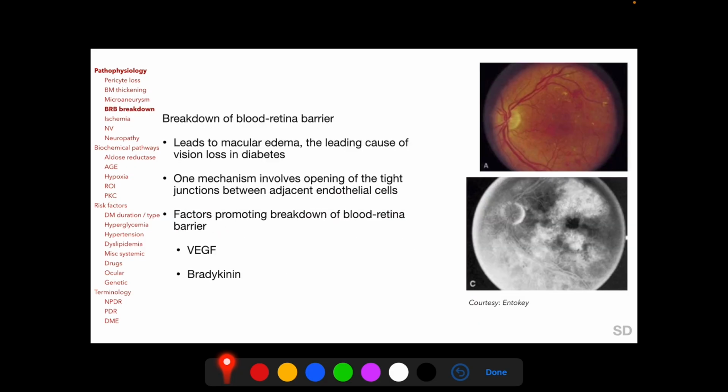As we have mentioned, breakdown of the blood-retinal barrier is one of the three causes of loss of vision in diabetic retinopathy because it leads to macular edema, which is the leading cause of vision loss in diabetes. And among factors which may promote breakdown of the blood-retinal barrier is VEGF, which is the most commonly targeted molecule in current therapy of diabetic macular edema.